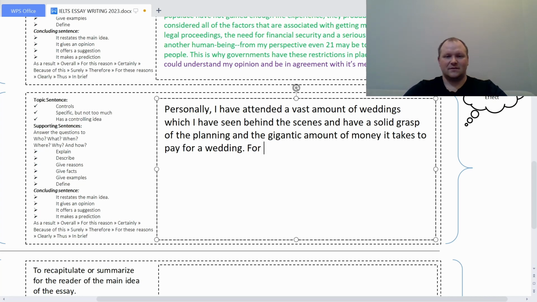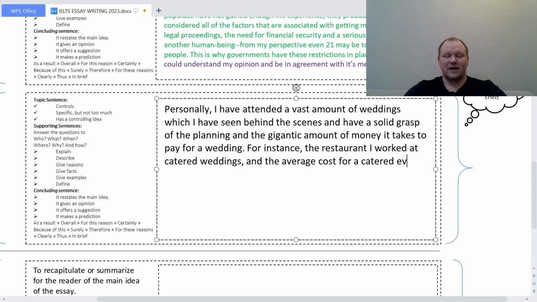For instance, the restaurant I worked at catered weddings, and the average cost for a catered event was around $5,000 for roughly 4 hours of service.